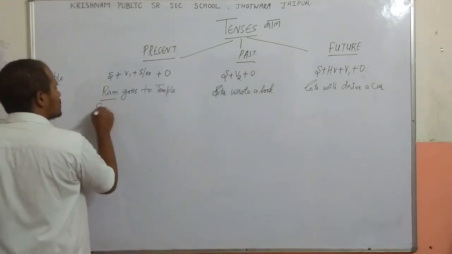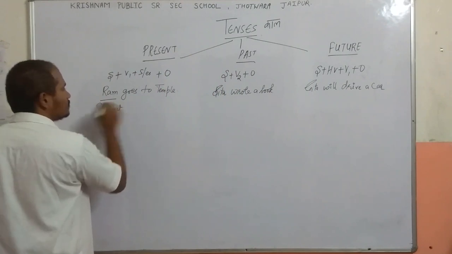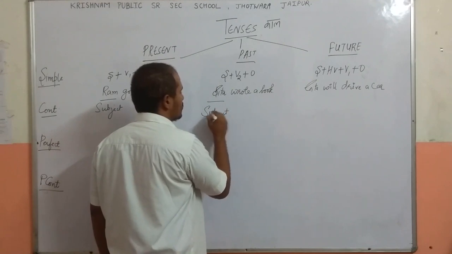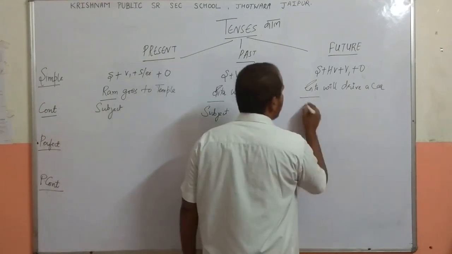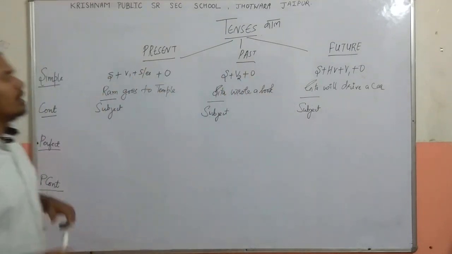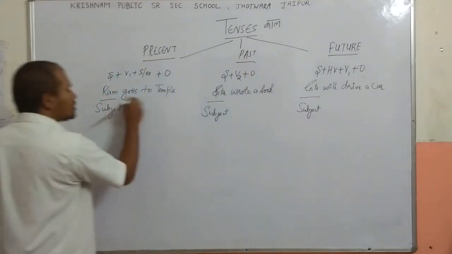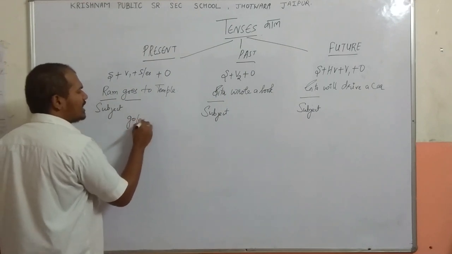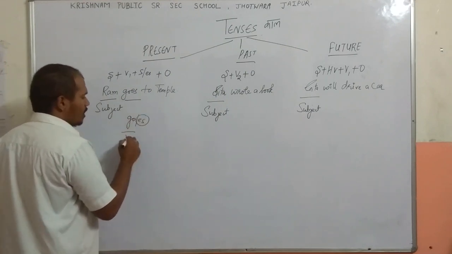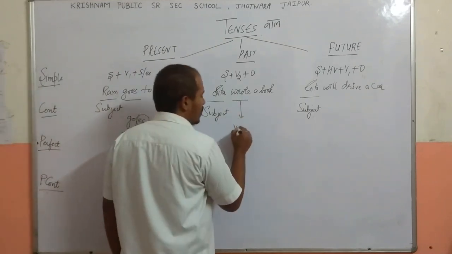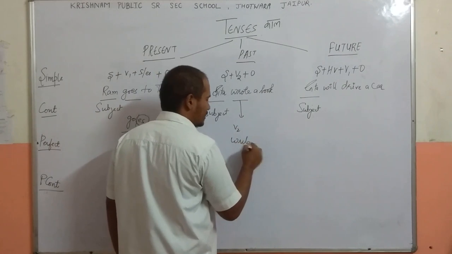Ram is a subject. Sita is a subject. And Geeta is also a subject. These are the subjects about whom we have talked. Goes is the first form of go and es is added to it. So this is verb's first form. Wrote, this is verb second form of write.